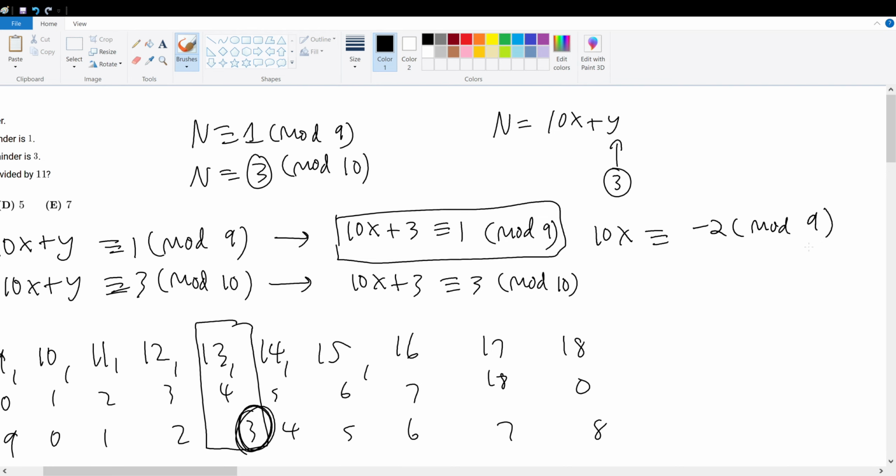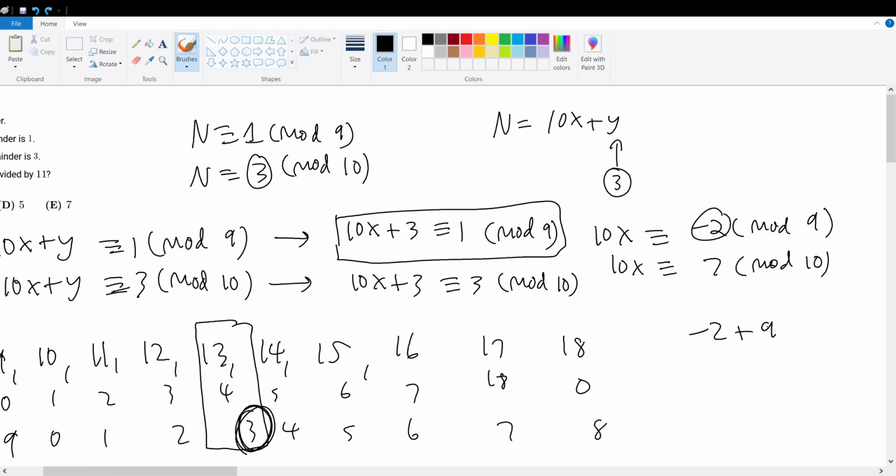Now, one thing about the remainder is that it can be added by multiples of 9 to get to various remainders. So in other words, 10x is congruent to negative 2 mod 9, and by this statement, 10x is also congruent to 7 mod 9. The reason this works is that we can add negative 2 plus 9k, where k is 0, 1, 2, 3, etc.